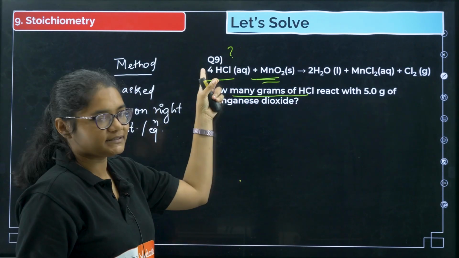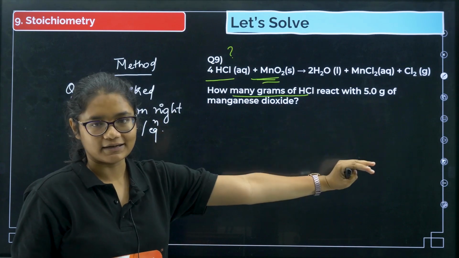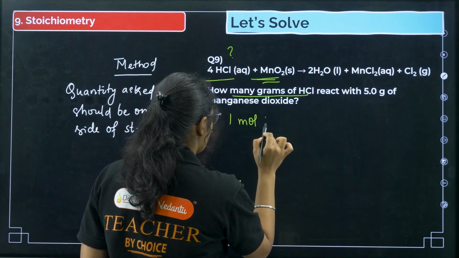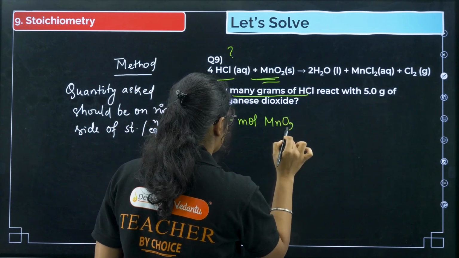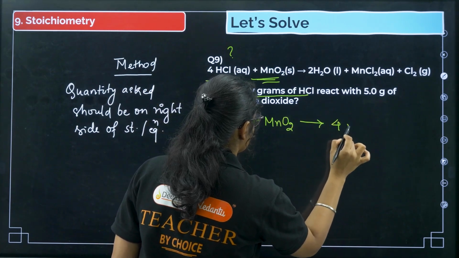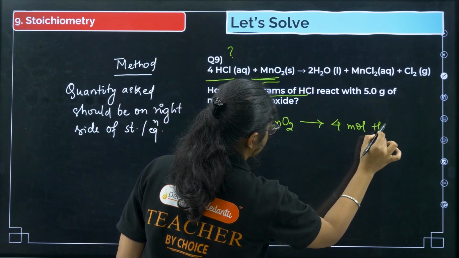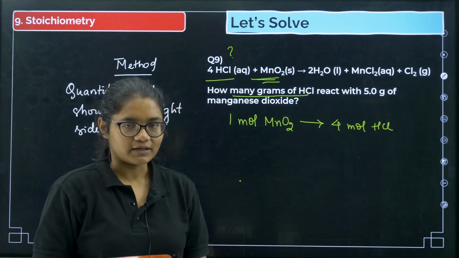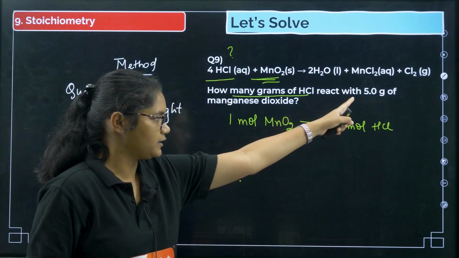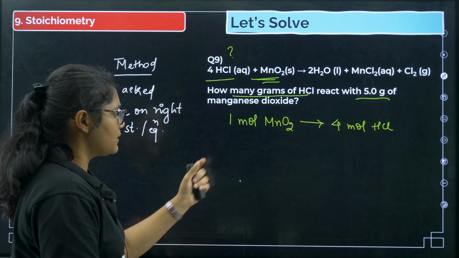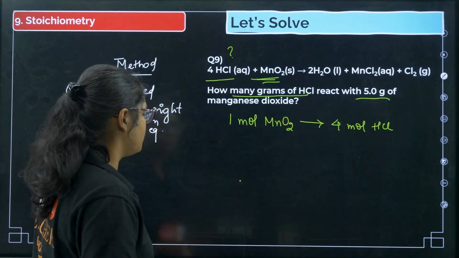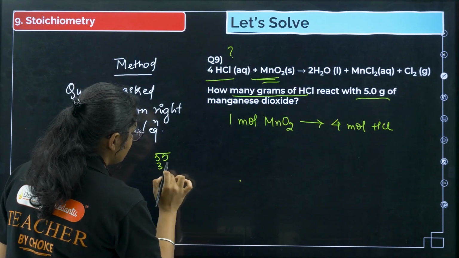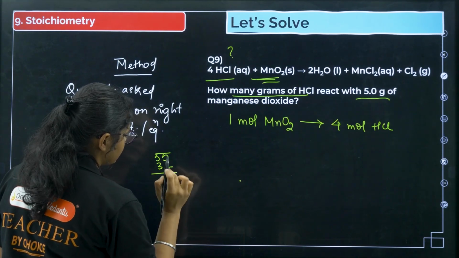So whichever quantity is asked, I want to keep that on the right hand side. Okay, so I can say now that 1 mole of MnO2 reacts with 4 moles of HCl. Now I can convert it into mass also, that will be easier because the question is given in terms of mass. So 1 mole of MnO2. If you know manganese mass is 55, oxygen is 32, so I will get 87.